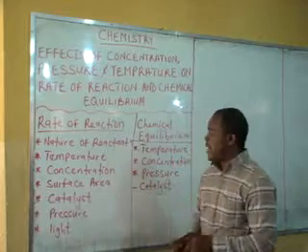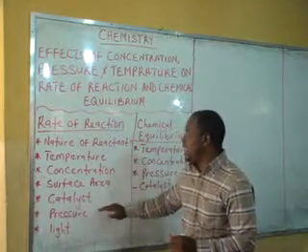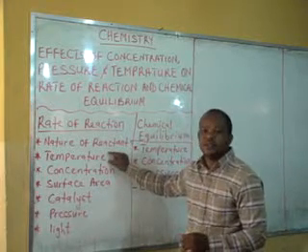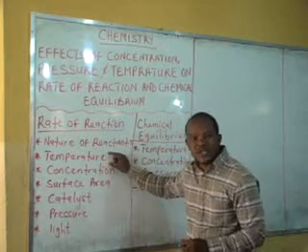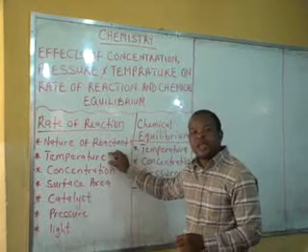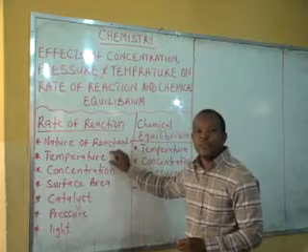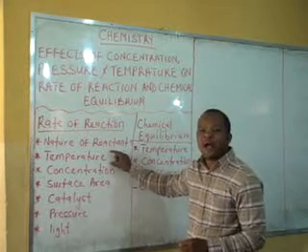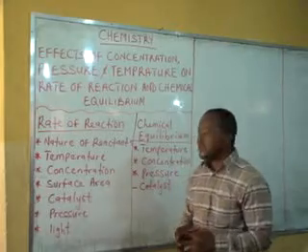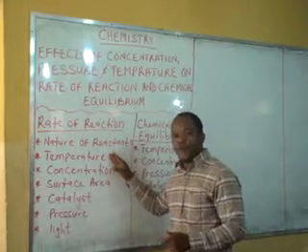Remember I said I want to dwell on the temperature, the concentration, and the pressure. So I've told you, when you increase temperature, you are increasing the heat content, and thereby the reactants will gain enough kinetic energy to overcome the energy barrier. They will have enough energy to break away from the bonds holding them together, and that will lead to a faster rate of reaction.